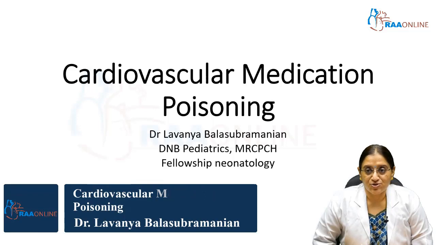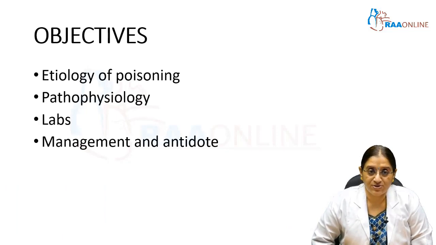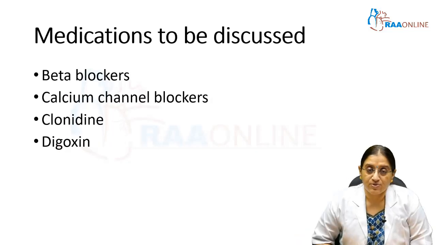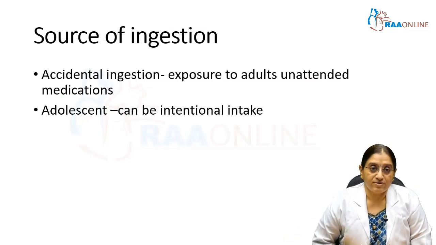Today I'm going to talk to you about cardiovascular medication poisoning in children. The objectives of this topic will be the etiology of the poisoning, the pathophysiology, the labs, the management and the antidotes. The medications to be discussed are beta blockers, calcium channel blockers, clonidine and digoxin.